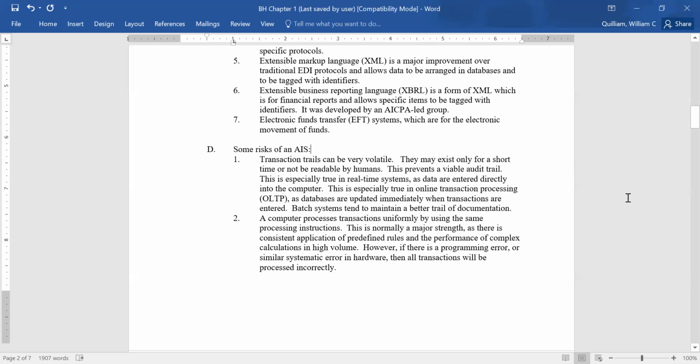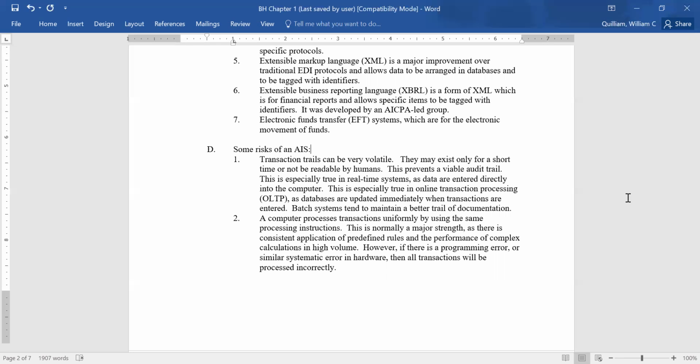Now, indeed, some risks of an accounting information system. First of all, transaction trails can be very volatile, so they evaporate. We can't trace them sometimes unless we exert an effort to and document things in our system. So these trails, they may exist only for a short time, or they may not be readable by humans. And this prevents a viable audit trail. So we can't trace them sometimes. And that's especially true in real-time systems because data are entered directly onto the computer. By the way, data is a plural term.